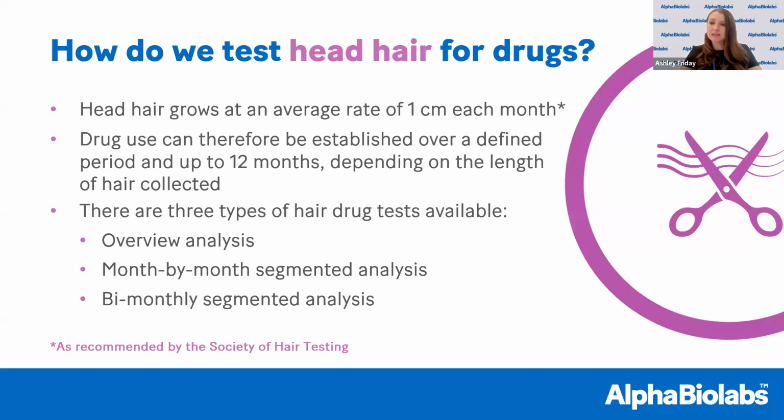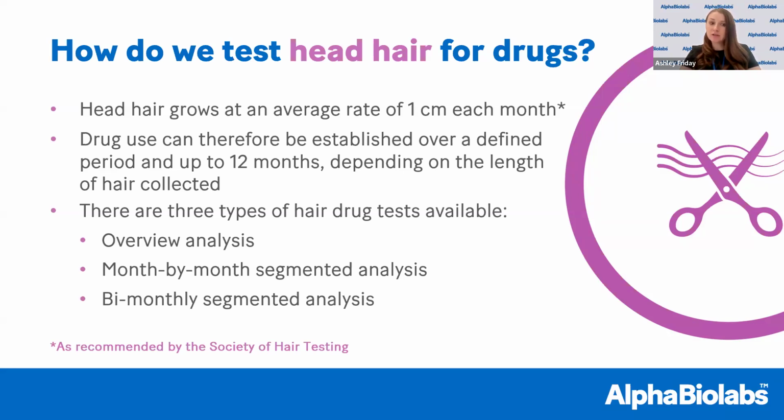And this is looking for persistent drug users. So it's not looking at kind of one-off drug use. That would be more your narrow window of detection, which we'll come on to shortly. This would be more looking at patterns and trends within someone's drug use, and how you kind of decide on what type of test you have will be based on what you're looking to prove or disprove.